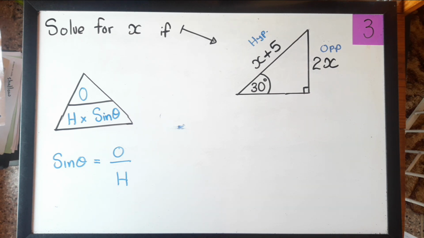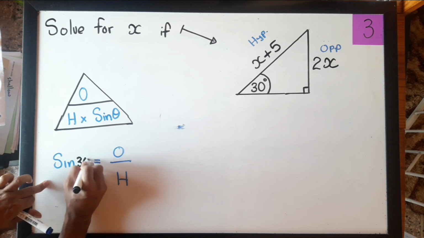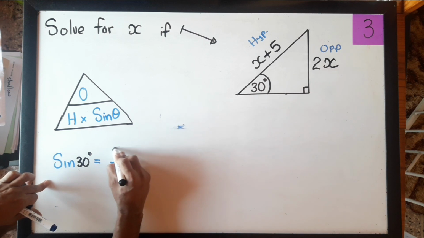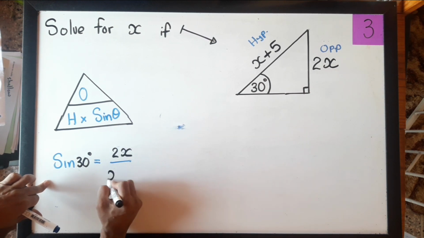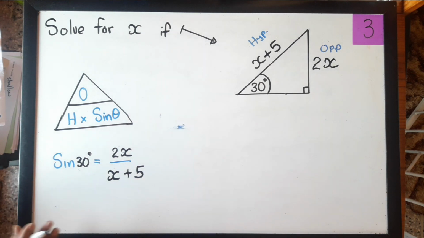So how much is theta? Theta is the angle we are standing up in. So sine theta, that means theta is 30 degrees. The opposite is 2x, so that it's an expression. And the hypotenuse is x plus 5. So don't let this scare you.